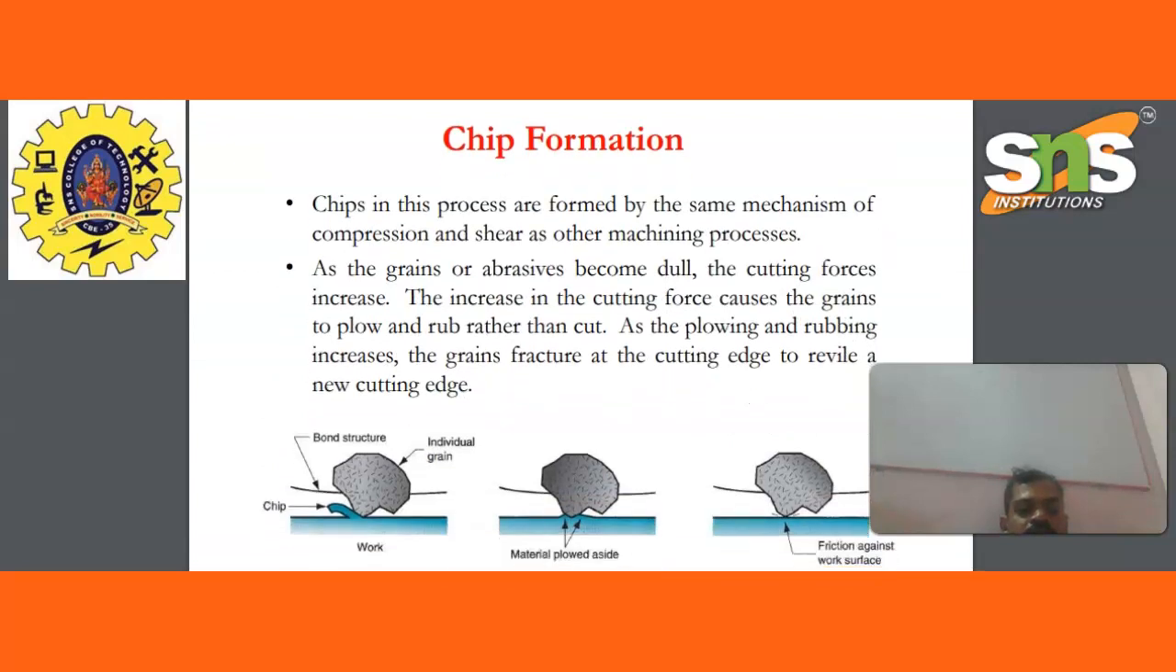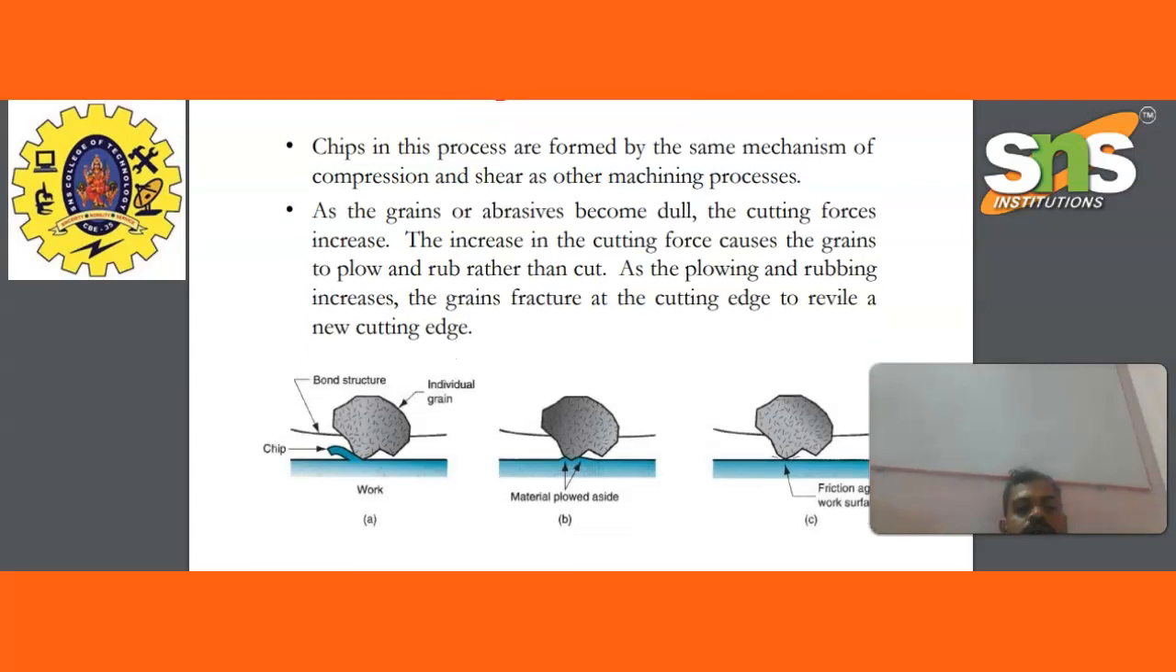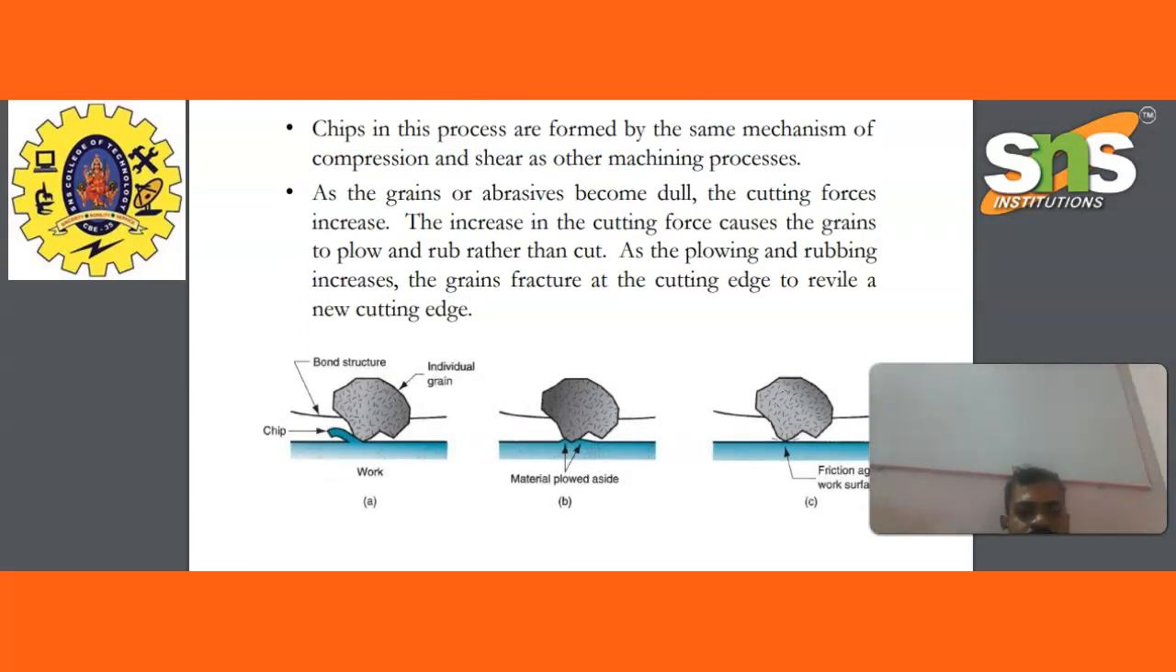Next one is chip formation. Chips in this process are formed by the same mechanism of compression and shear as in other machining processes. As the grain or abrasive becomes dull, the cutting forces increase. The increase in cutting force causes the grain to plow and rub rather than cut. As the plowing and rubbing increase, the grains fracture at the cutting edges to reveal new cutting edges.